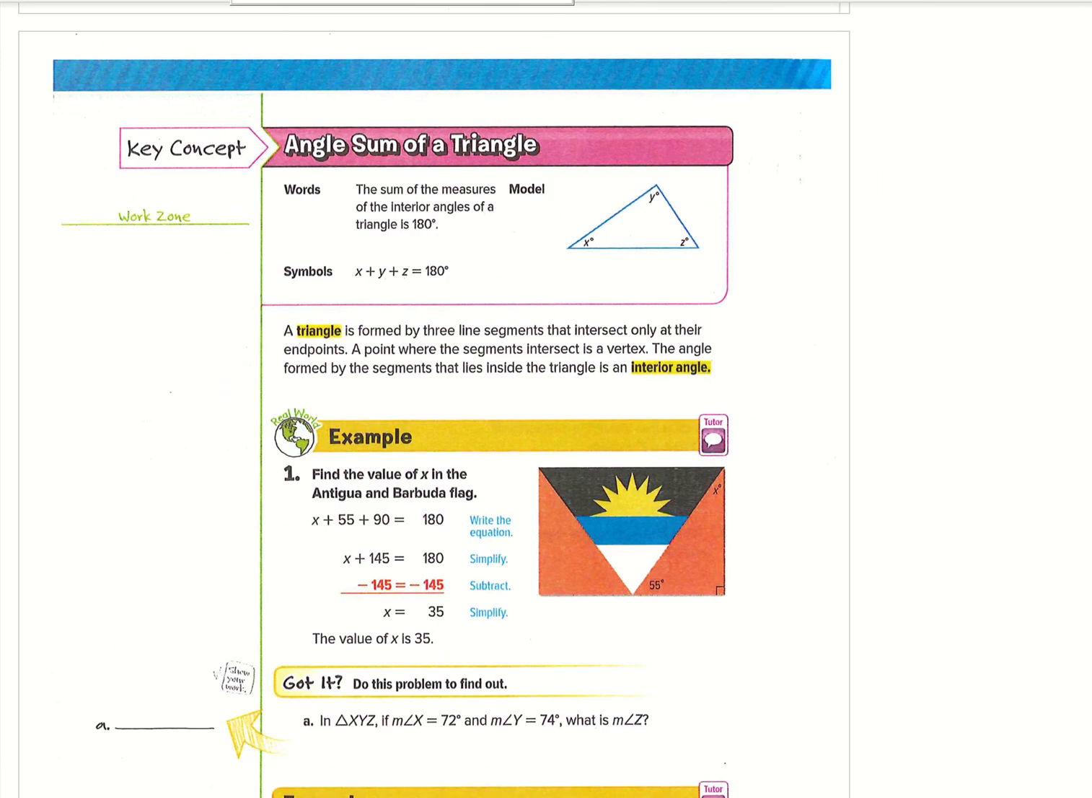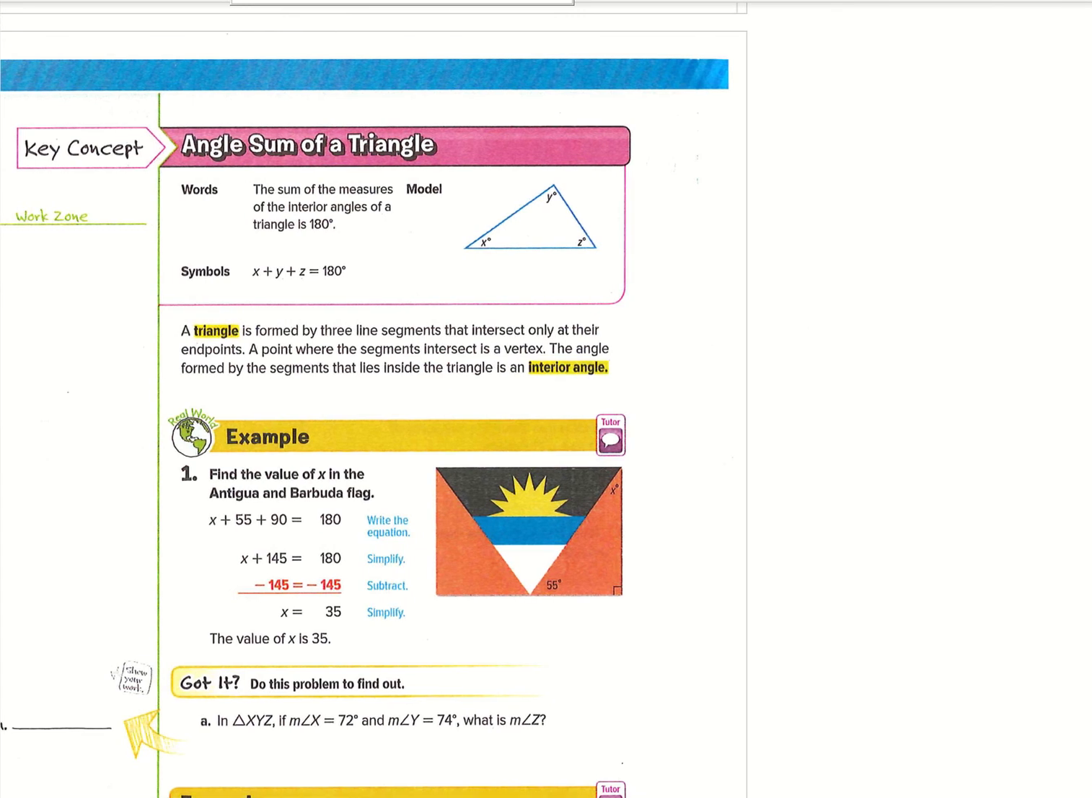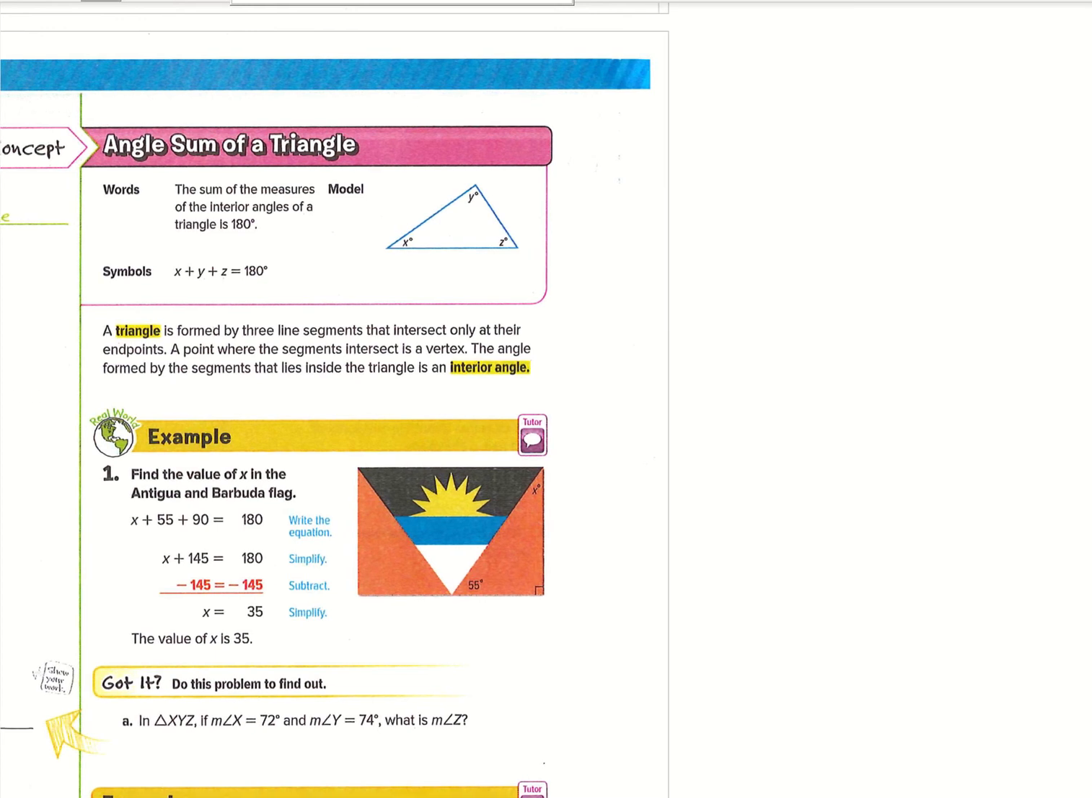If you go to page 390, you'll see here at the top we've got angle sum of a triangle. Basically what it's telling us is what we should already know, which is that the angle measures of a triangle add up to 180 degrees. This equation is good as long as you recognize that x, y, and z are the three angle measures of a triangle. It doesn't matter what x is, what y is, what z is. If it's in a triangle, it's going to equal 180 degrees.